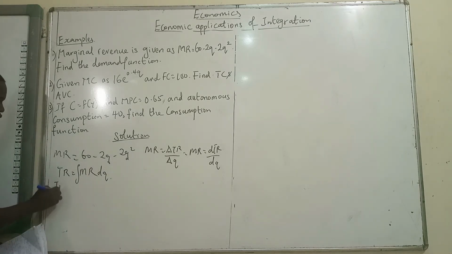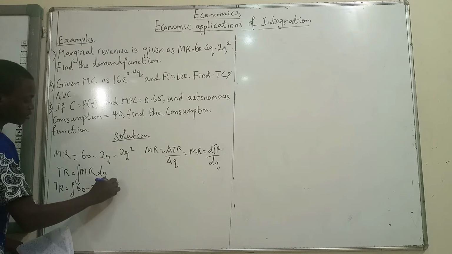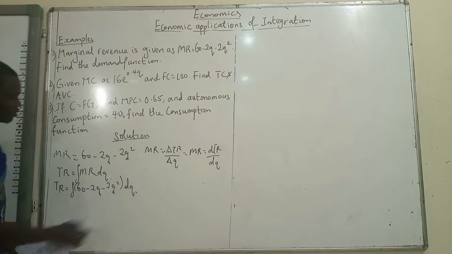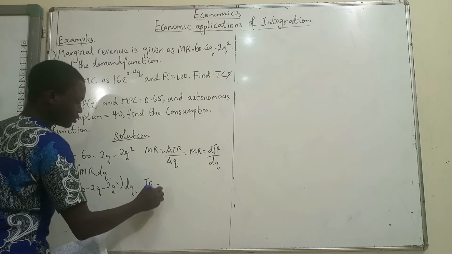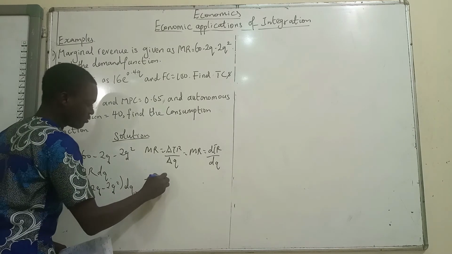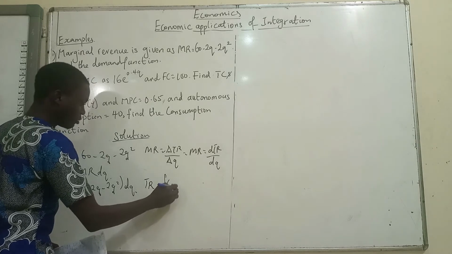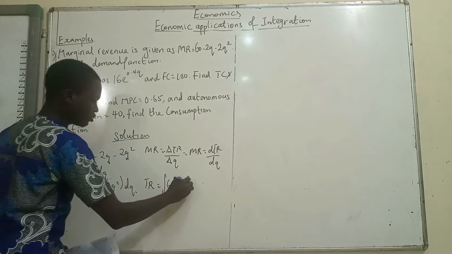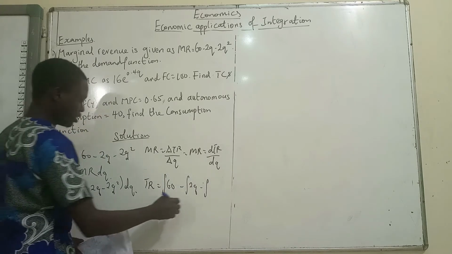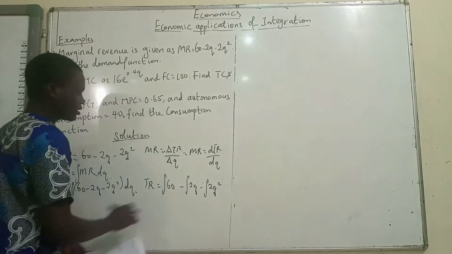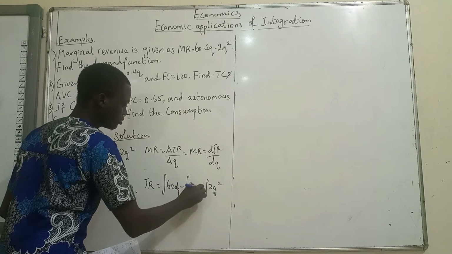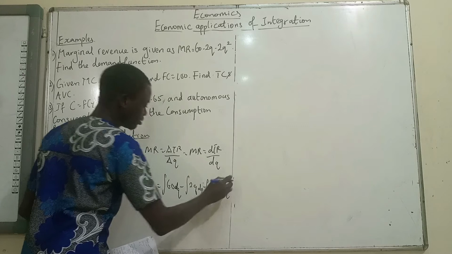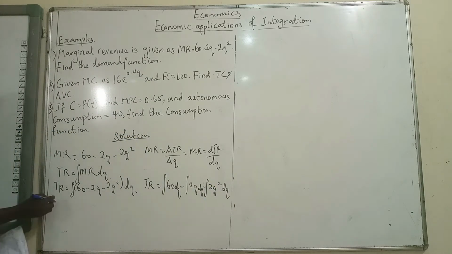So TR now is where we'll be integrating MR, which is 60 minus 2Q minus 2Q squared, everything with respect to Q. If you want to simplify, it is the integral of 60 dQ, minus the integral of 2Q dQ, minus the integral of 2Q squared dQ. This is not strictly necessary, but your lecturer might want to see it.